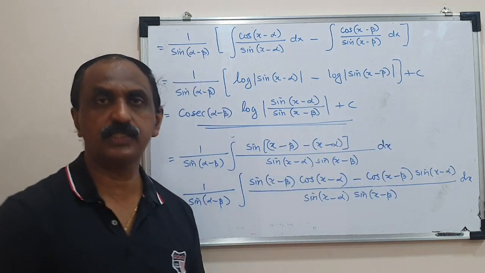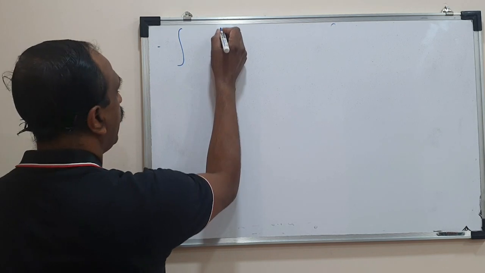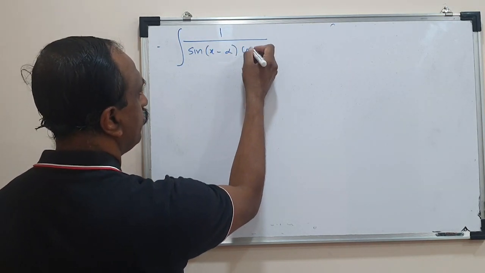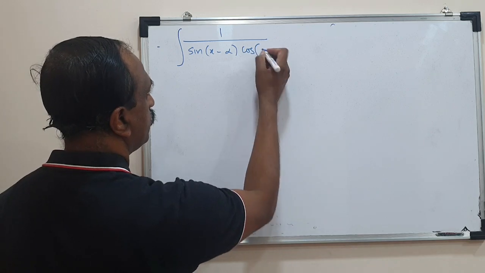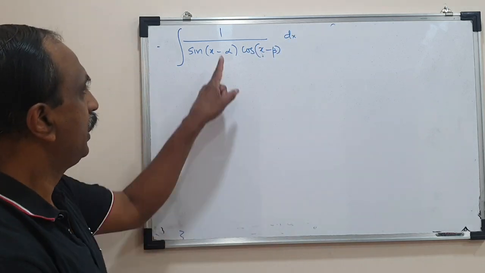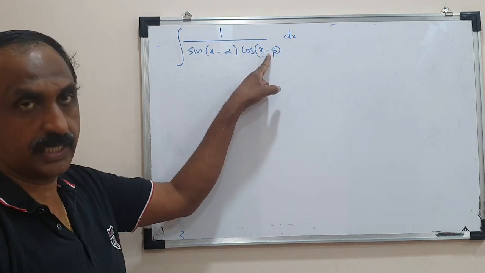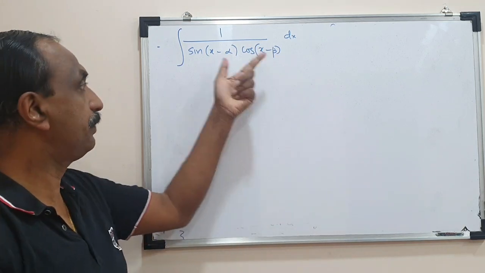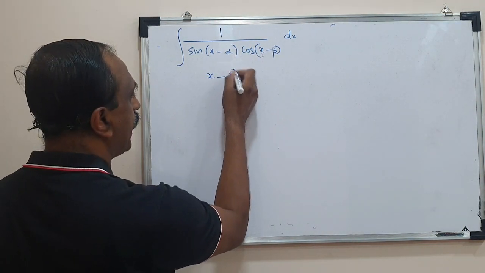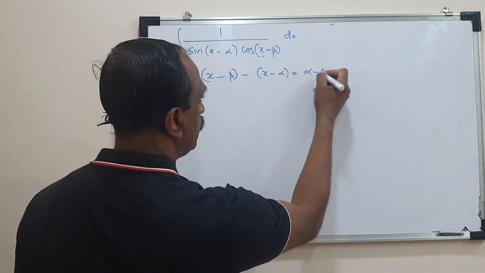It's a very important question. Several times this question has come in the board examination. What happens when one is sine and the other is cos? What to do in such a case? Again, you notice that one angle is x minus alpha, the other angle is x minus beta. No manipulation can be done if the angles are different. And you also notice that the difference between the angles is a constant, alpha minus beta.